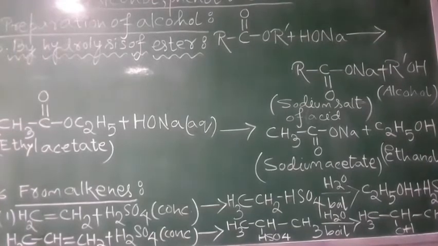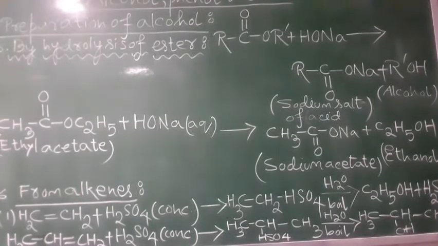I have given an example over here. Ethyl acetate, you must be remembering the formula CH3COOC2H5, plus aqueous solution of NaOH. Obviously, we will get sodium acetate, the formula of which is CH3COONa, plus C2H5OH. So this is how we prepare alcohol by hydrolysis of ester.